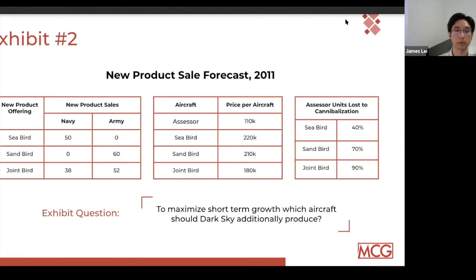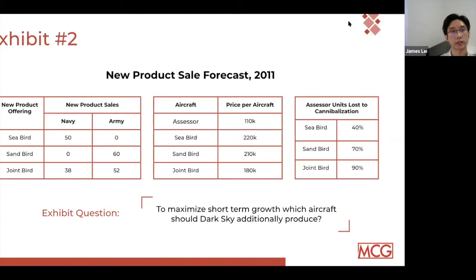It looks like we also have price figures, not only for what the Assessor would be charged at in 2011, but also what we would be charging for the Seabird, Sandbird, and Jointbird. And then it also looks like we have data on how many Assessor units are lost to cannibalization. Nick, could I clarify what cannibalization means?